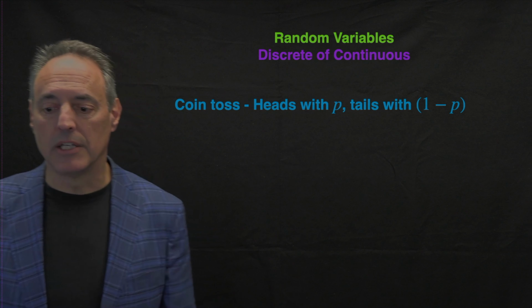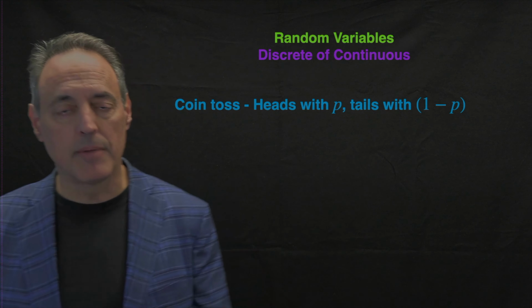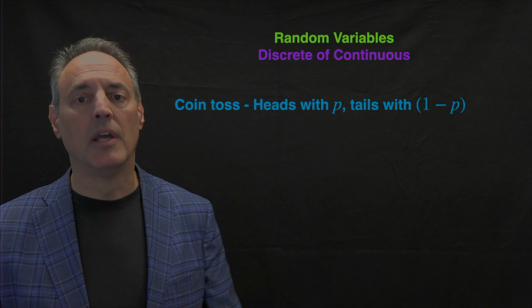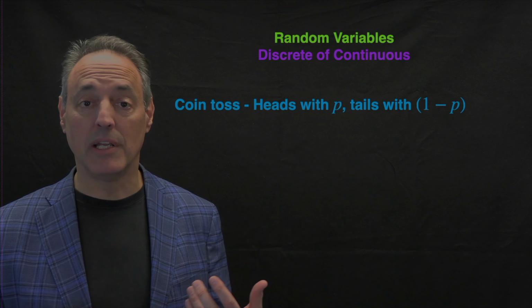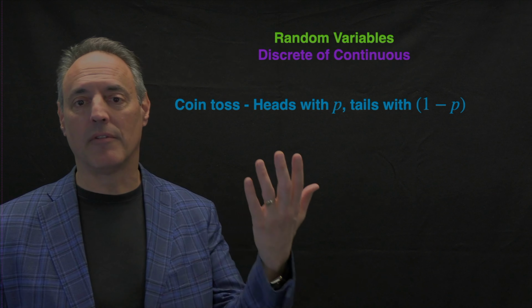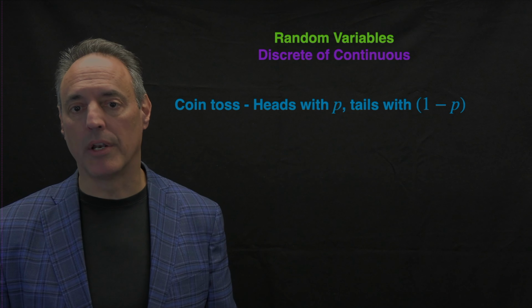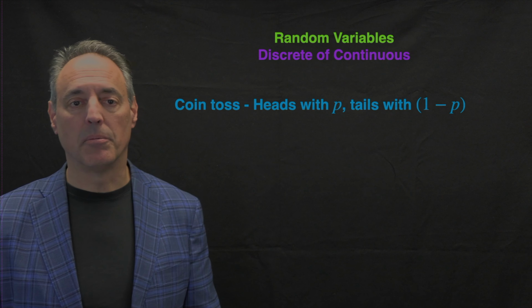So let's keep going though with discrete versus continuous events. Coin flips are also discrete events. And the coin toss can have, let's say, probability p for heads and tails is 1 minus p. So this would be an unfair coin. If p was 1/2, then of course this would be a fair coin. So we can state it as p and 1 minus p for the probabilities.